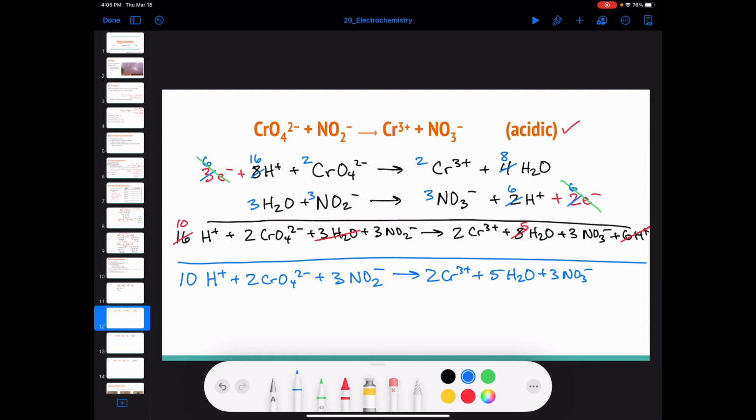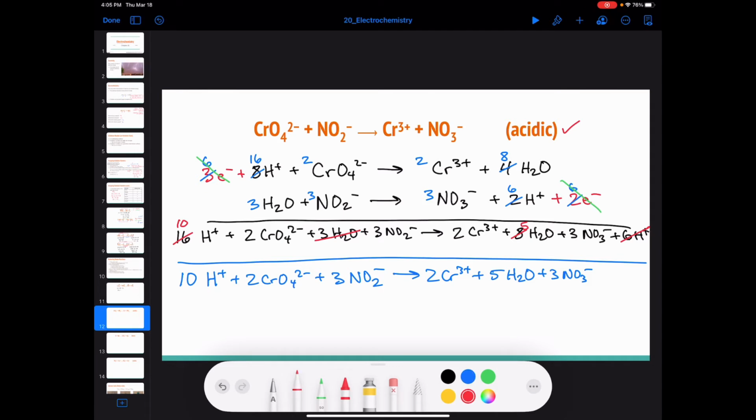Again, I could double check that I've got 10 hydrogens on both sides. I've got 2 chromiums on both sides. I've got, let's see, 3 nitrogens, check. I've got 2 times 4 would be 8, plus another 6. That's 14 oxygens on the left. 5 plus 9 is 14 oxygens on the right, so that looks good.